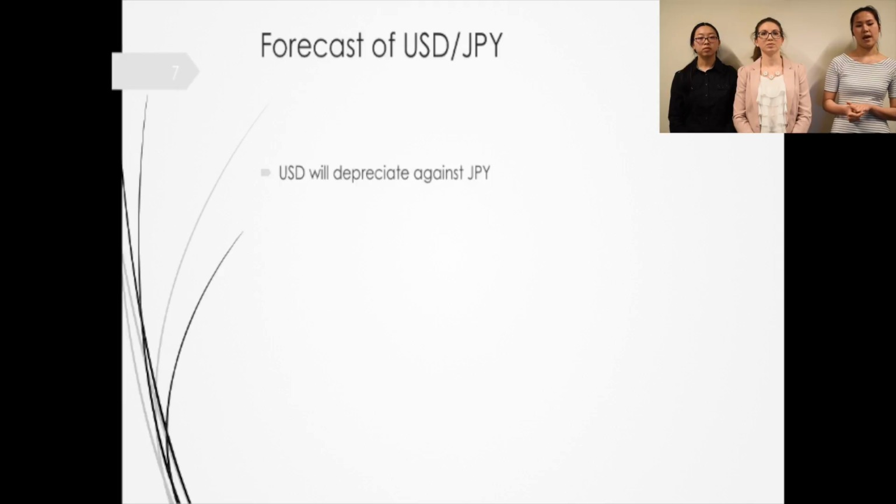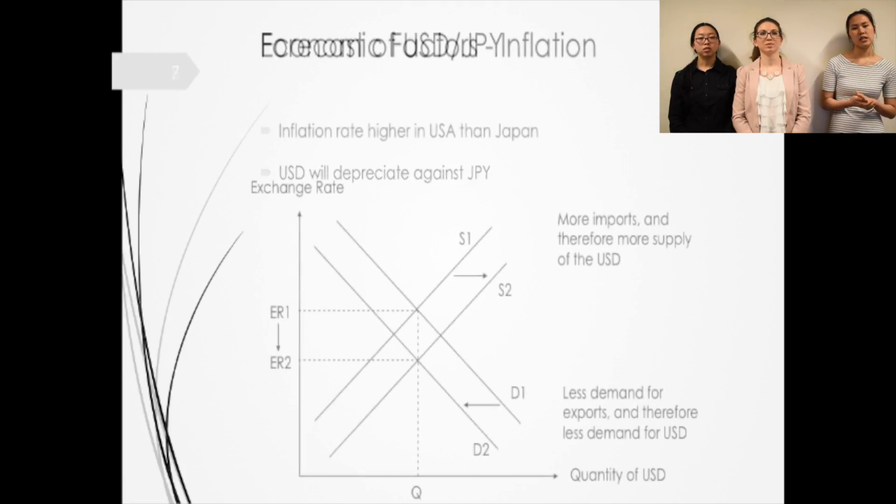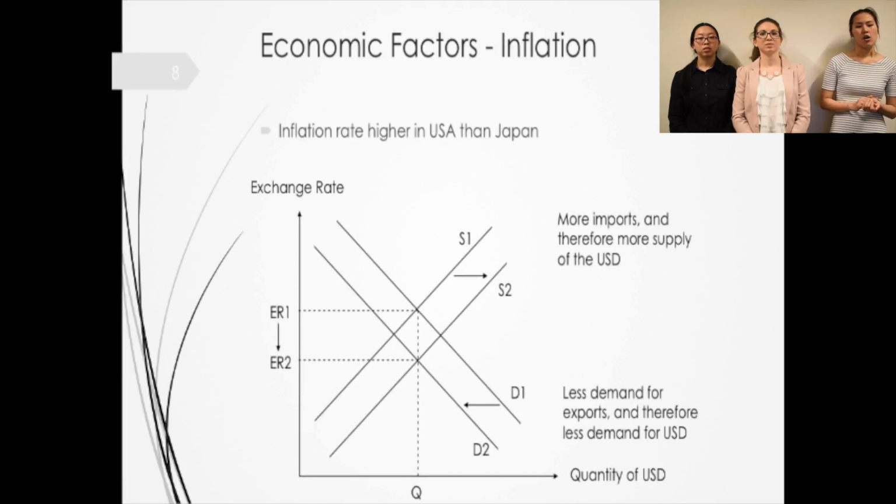to the Bank of Japan, the average inflation rate is negative 0.2%. From this observation, it shows that the US has a higher inflation rate than Japan. Now let's take a look at the diagram. It shows that there will be more imports into the US and therefore an increase in the supply of US dollars.